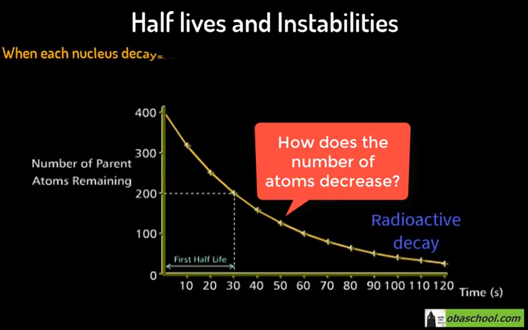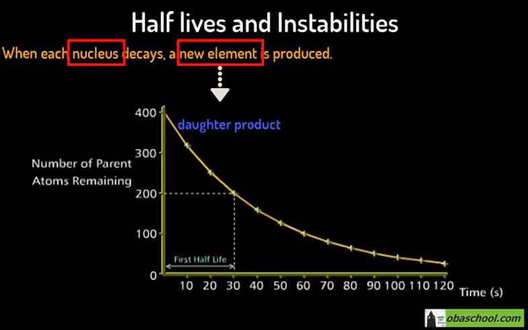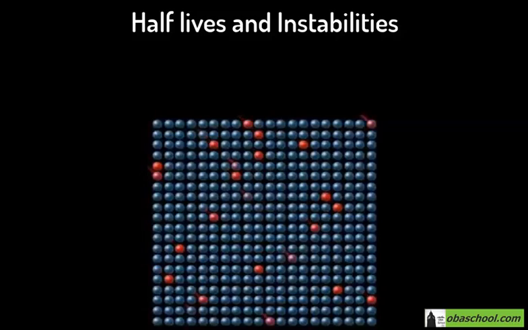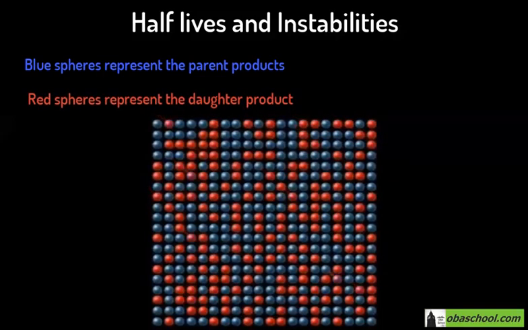When each nucleus decays, a new element is produced. This is called the daughter product, and the original element is called the parent product. As shown in this simulation, the blue spheres represent the parent products. They decay to form the daughter products by changing their color into red.